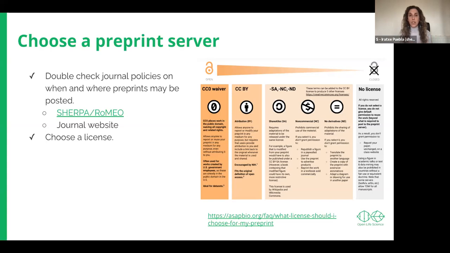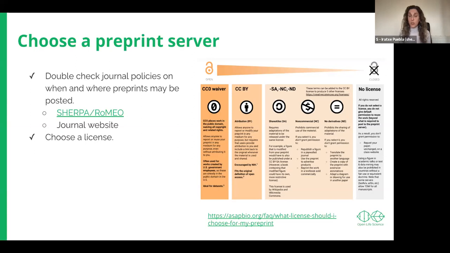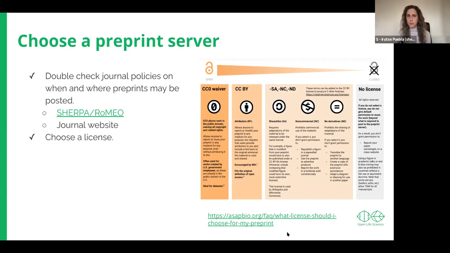An important consideration is also the license that you would like to apply to your preprint. There are a number of licenses available, and I list the resource that we have on ASAPBio related to the Creative Commons licenses. One thing to remember is that certain preprint servers allow a variety of licenses that you can choose from, while others restrict the licenses, and some will only post under CC BY. So that's something you should check prior to posting.